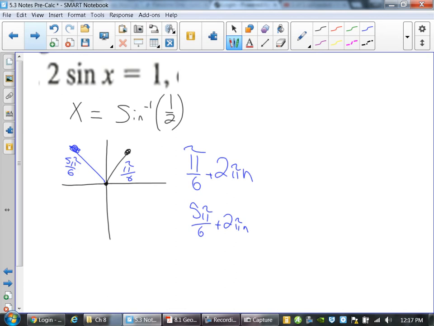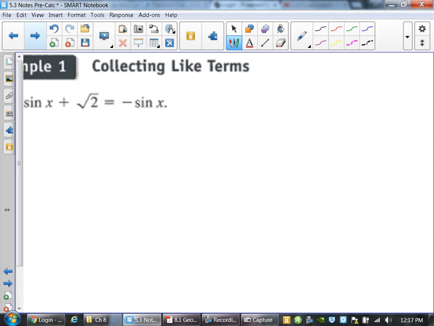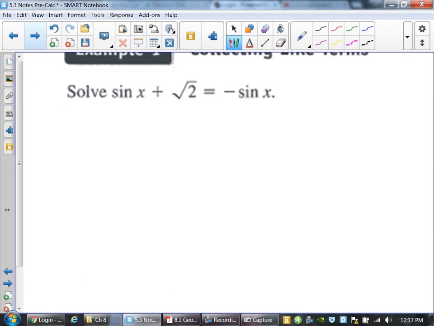But wait, there's more. It slices, it dices. Sine of x plus root 2 equals negative sine of x. Everybody gets that.